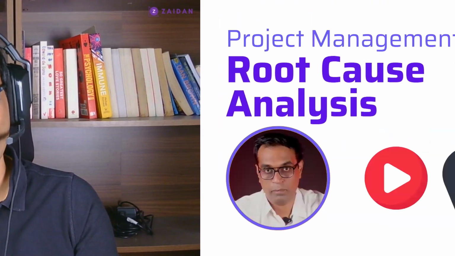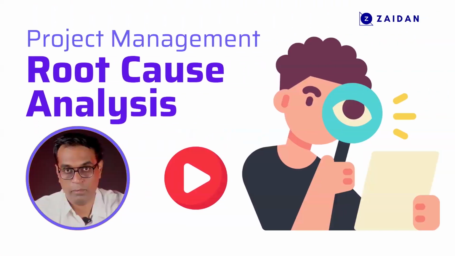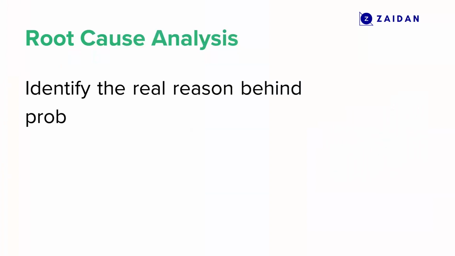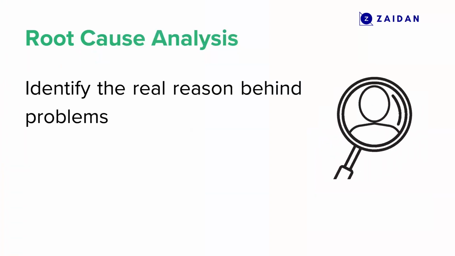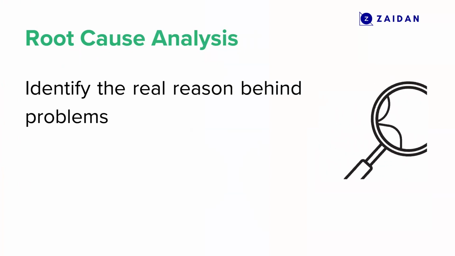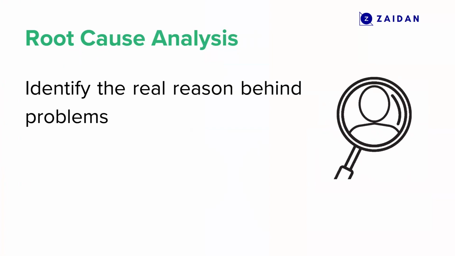Let's get started. Today, we are diving into root cause analysis, a must have skill in every project manager's toolkit. Let's fix the real problem and fix it for good. Root cause analysis or RCA is all about identifying the real reason problems occur. So we stop putting out fires and start preventing them. Root cause analysis helps project managers eliminate recurring issues, improve team performance, and deliver consistent results.